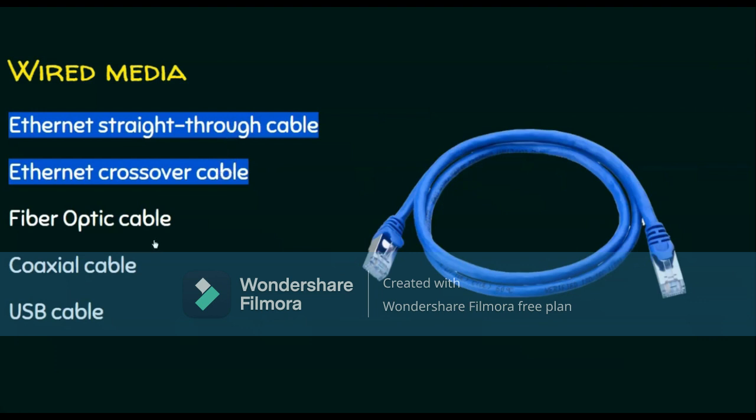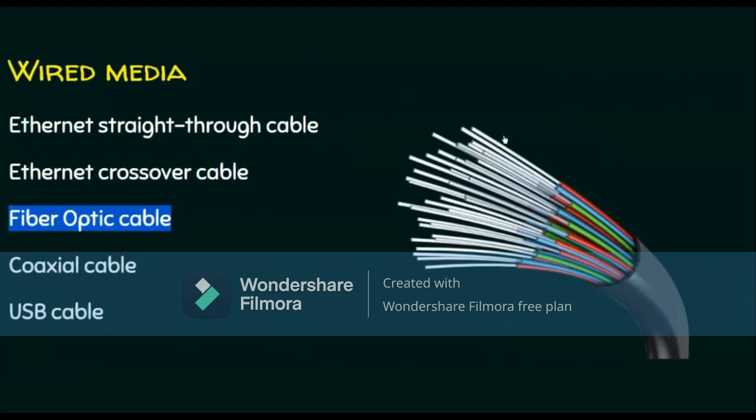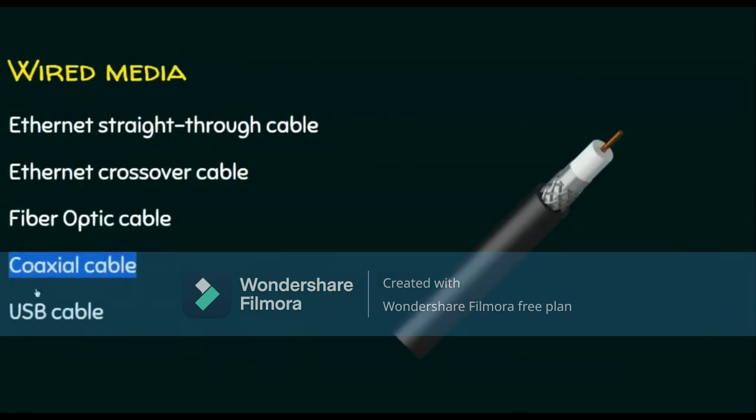Now we will move on to fiber optic cable. In fiber optic cable, the data is going to be carried in the form of light waves. We know very well that light is the fastest one in the world. Since this cable takes the data in the form of light waves, this is the fastest mode of wired communication. Now we will see coaxial cable. This is an example coaxial cable. This cable is mainly used for audio or video communication. We can see this cable in our home.